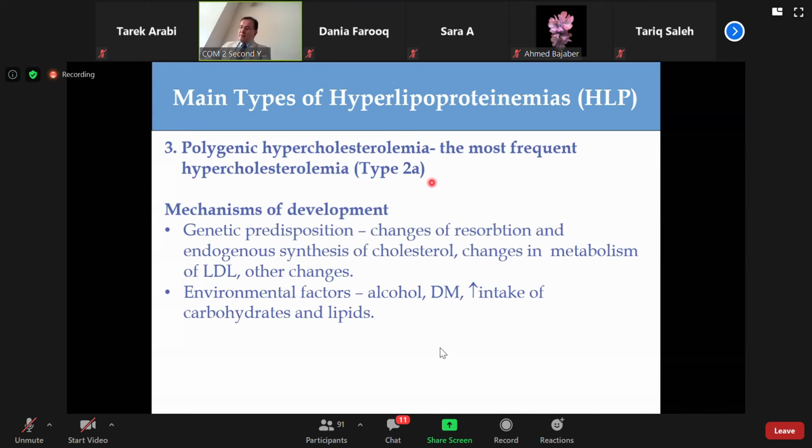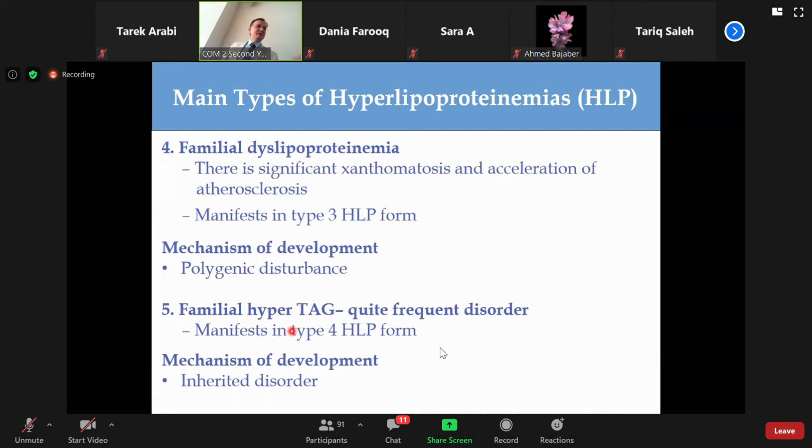These are the mechanisms of development that include genetic predispositions. I listed some of it for you. And environmental factors such as alcohol, diabetes mellitus or type 2 diabetes, and increased intake of carbohydrates and lipids will lead to a phenotype that is type 2A, and this is polygenic. When we say polygenic, we mean multiple genes, multiple factors, rather than one gene.